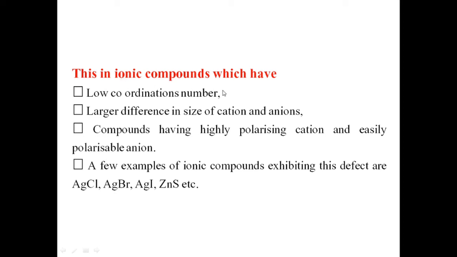This occurs in ionic compounds which have a low coordination number, a larger difference in size of cations and anions, and compounds having highly polarizing cations and easily polarizable anions. A few examples of ionic compounds exhibiting this Frenkel defect are AgCl, AgBr, AgI, silver iodide, zinc sulfide, etc.